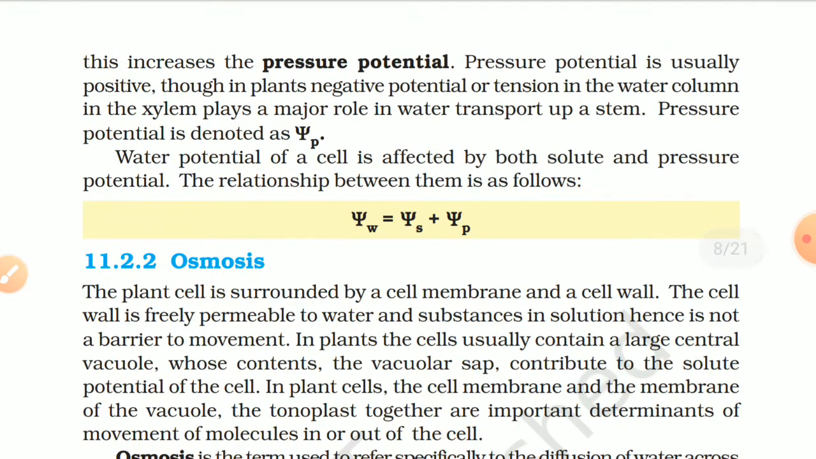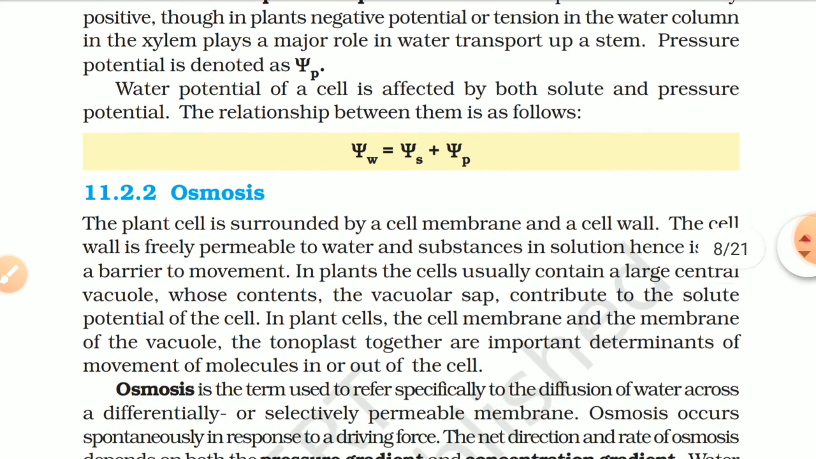Pressure potential is usually positive, though in plants negative potential or tension of water in the water column in the xylem plays a major role in water transport in the upper stem. Pressure potential is denoted as Ψp. Water potential of the cell is affected by both solute and pressure potential. The relationship between them is as follows: Ψw is equal to Ψs plus Ψp.